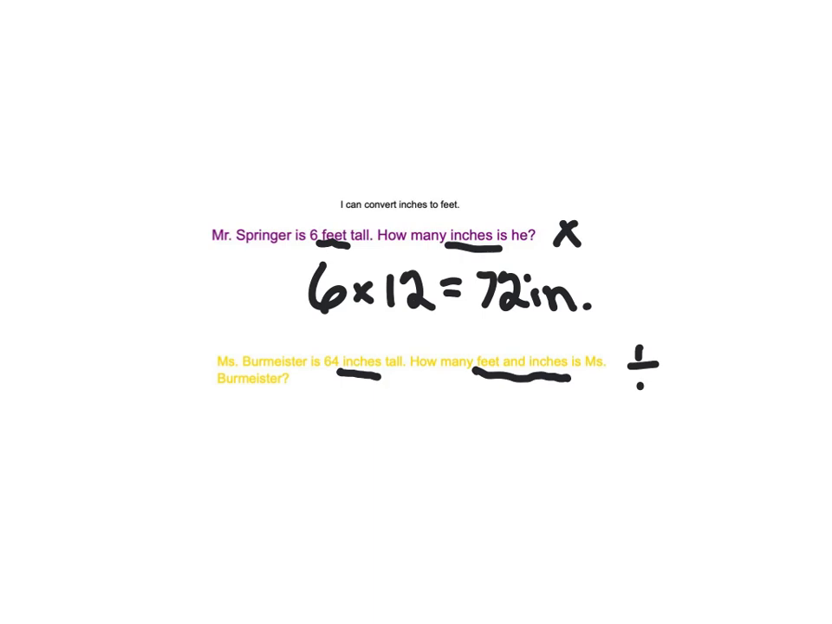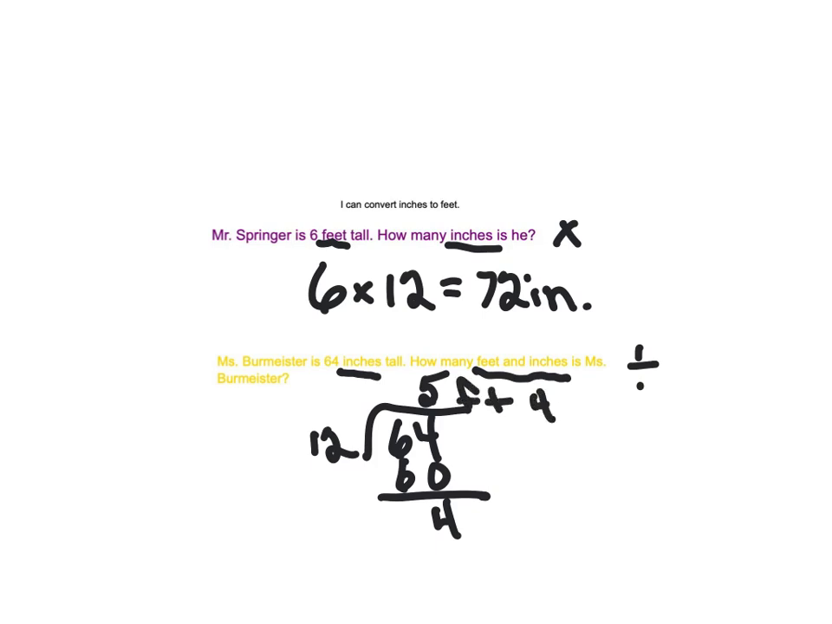To solve this, we know that there are 12 inches in a foot, and we know we have 64. So this is 64 divided by 12, and that would be 5. That goes in, and we get 60, and the difference between 64 and 60 is 4. And our leftovers is inches, and our 5 would be 5 feet, 4 inches. So Ms. Burmeister is 5 feet, 4 inches tall.